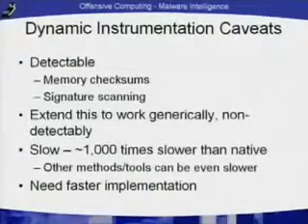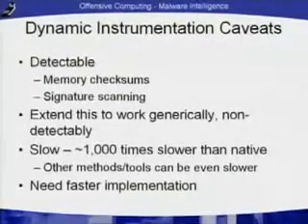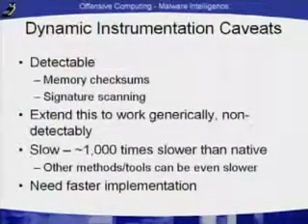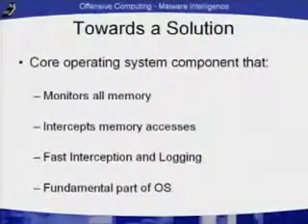This method is also slow. It's roughly 1,000 times slower than native at best, and other methods and tools can be even slower. So we need a faster implementation. So we need some core operating system component that monitors all memory, intercepts those memory accesses, provides some method so that we can log it, and it's a fundamental part of the OS that the packer can't get rid of.